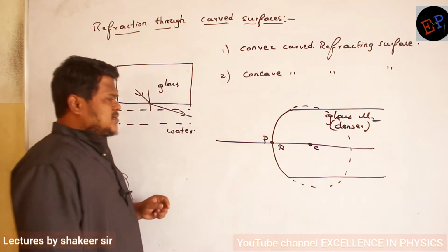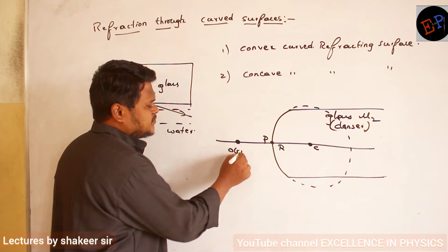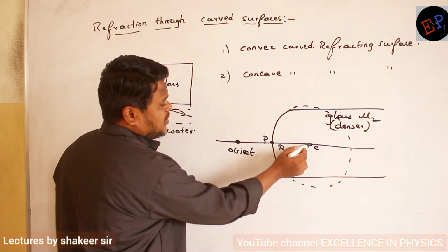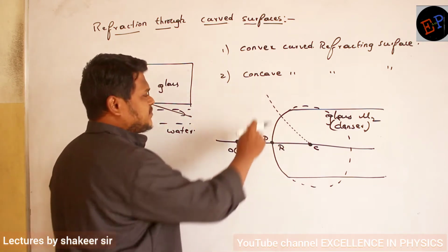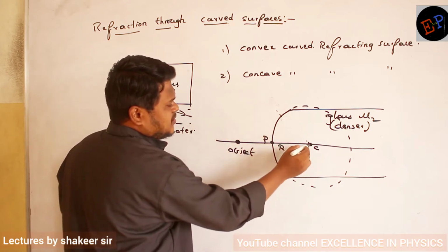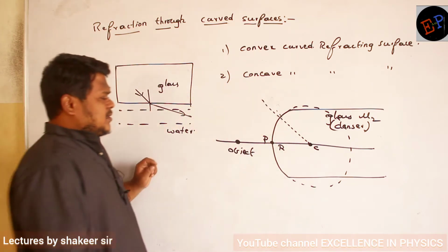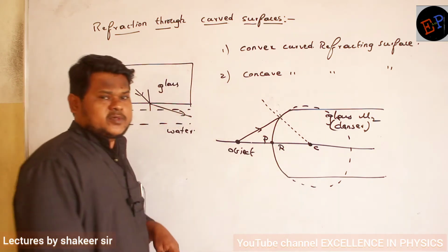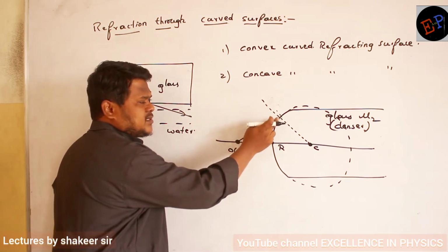Now consider there is an object present here. So this is the object. Clear? Then from the center of curvature, let us draw one normal. Then this becomes the normal. If you draw a straight line from the center of curvature, that straight line itself will become the normal. Now light from this object goes and falls here. Light from this object goes and touches this refracting surface here.